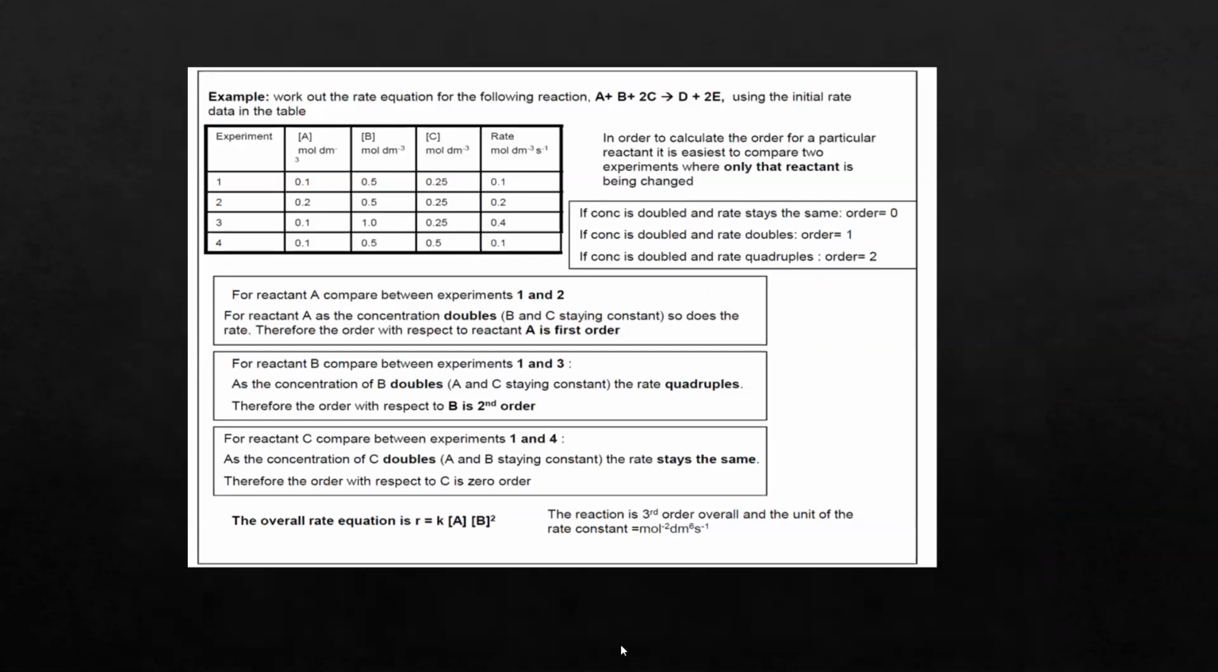So you can see a table here. You have three reactants. So according to this equation, if I write the rate expression, it should be k times the concentration of A, the concentration of B, and the concentration of C squared.